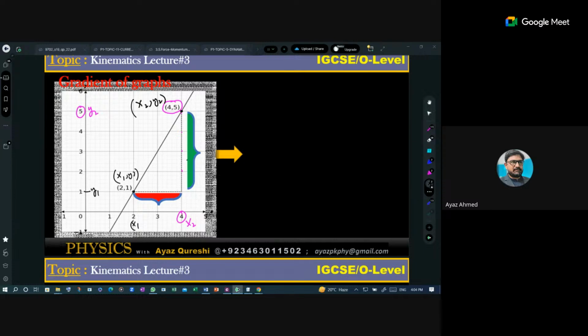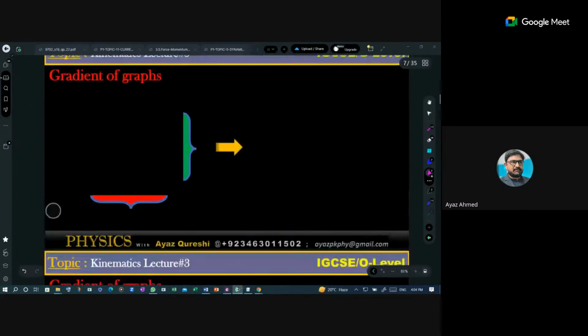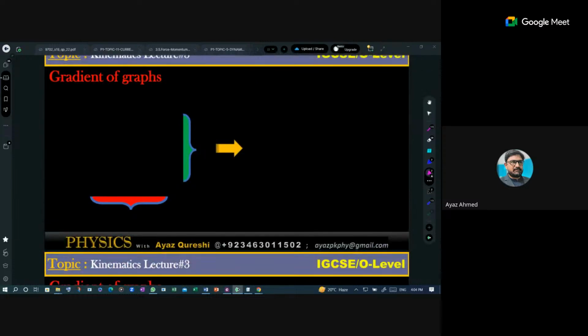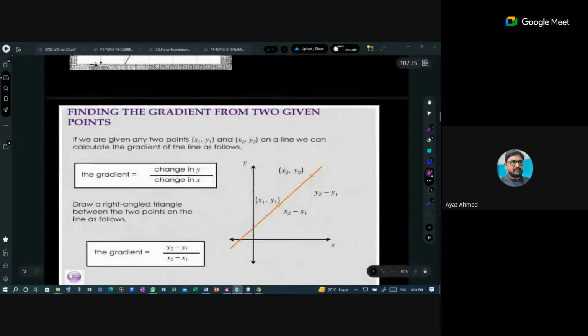So when we are going to find this gradient, as I told you, y2 minus y1 divided by x2 minus x1, and this would give you 5 minus 1 divided by 4 minus 2, and so on. So you will get 4 by 3, so it would be 1.33, and so on. So this was the gradient concept, but I have explained. I tried my best to manage it all. Here was some graph, so I could not basically draw on it or change its color. So that was again the gradient of the graph.